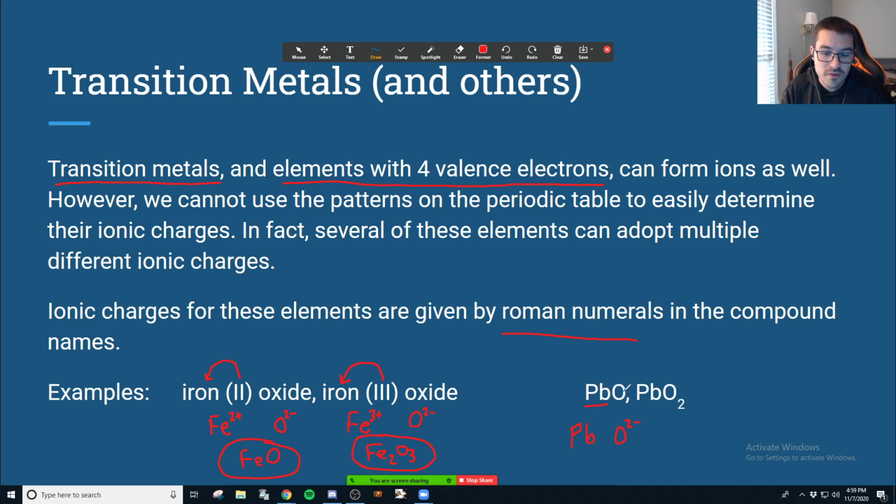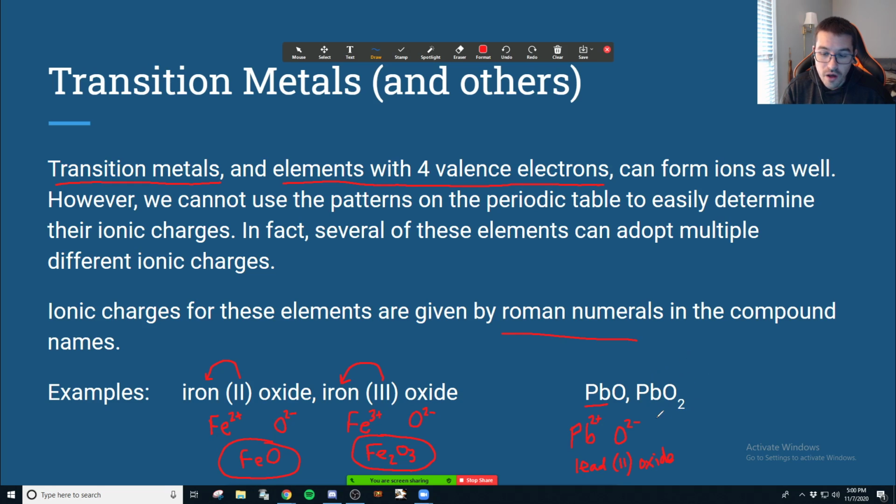Well, this formula has these ions existing in a 1-to-1 ratio. So if oxide has a charge of -2, this lead must have a charge of +2. You see how that works? If I have 1 lead and 1 oxide, and I know that oxide has a -2 charge, then this lead must have a +2 charge. Turns out the name for this formula is lead 2 oxide. I was able to determine that because I know the charge on oxygen, and I know they're in a 1-to-1 ratio in the formula, and so I know that lead must have a +2 charge.